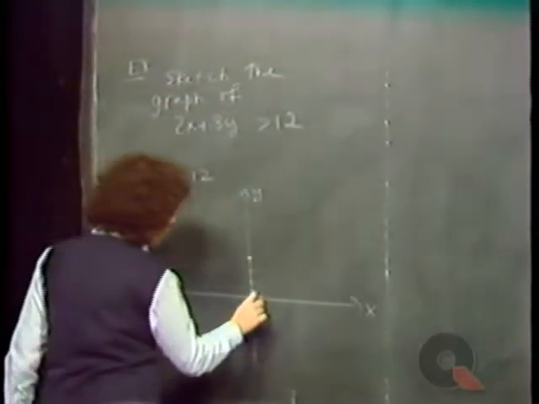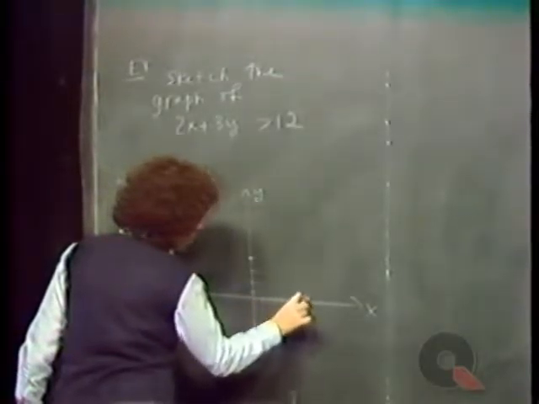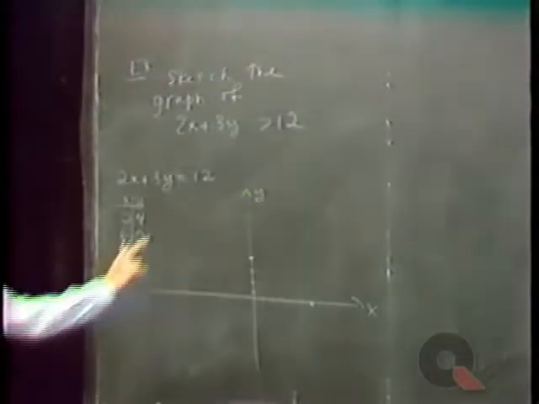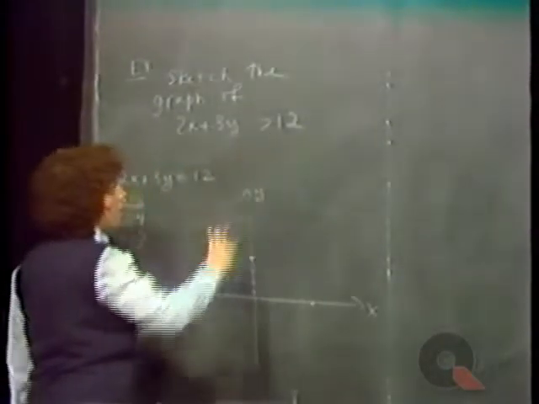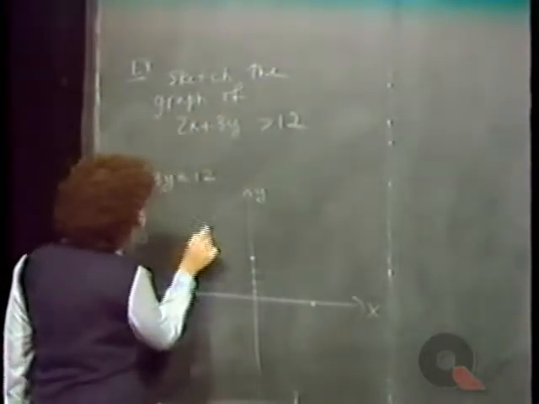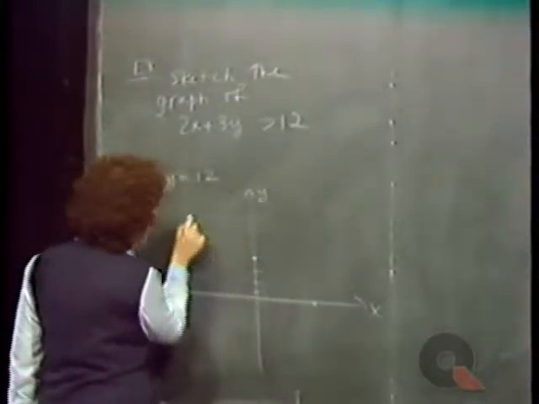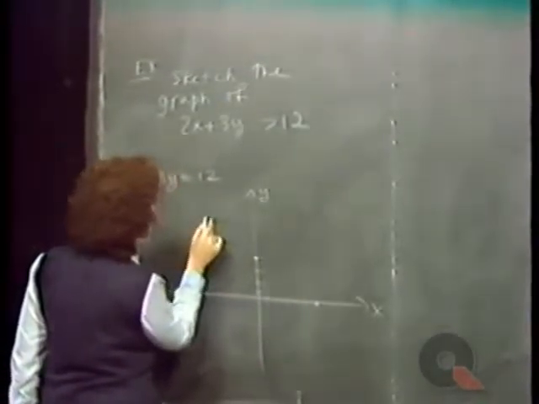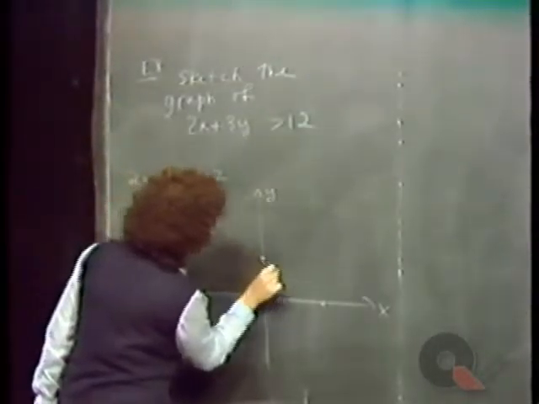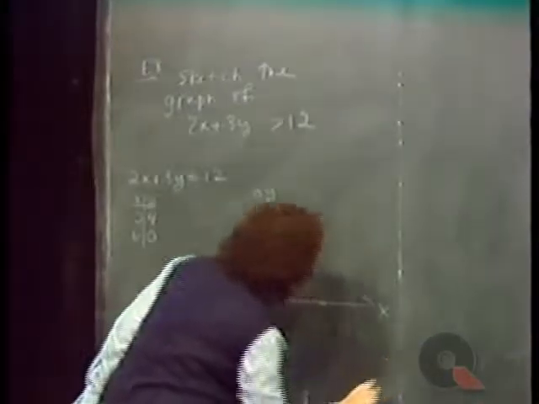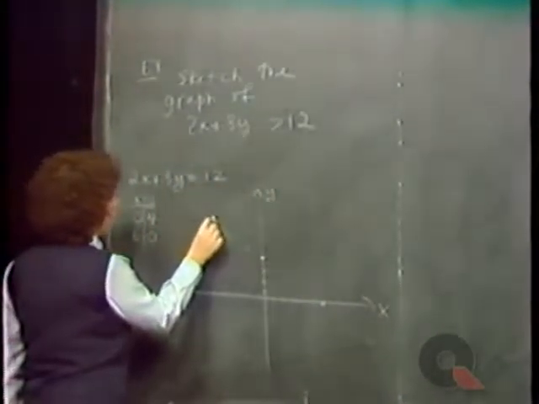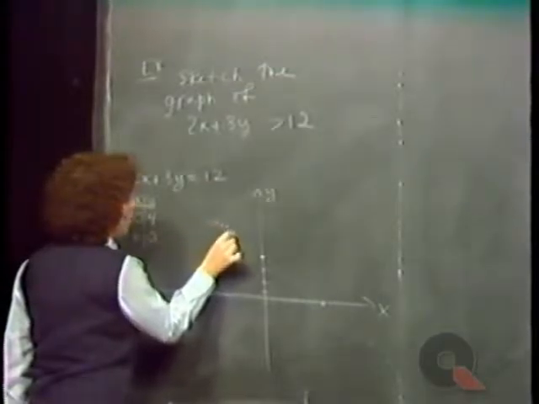(0, 4) and (6, 0). Now since this inequality is a strict inequality, it's not greater than or equal, just greater than, I am going to dot in the line. It's still going to be a boundary of the solution set, but the points on the line themselves will not be part of the solution set. This represents 2x plus 3y equals 12.